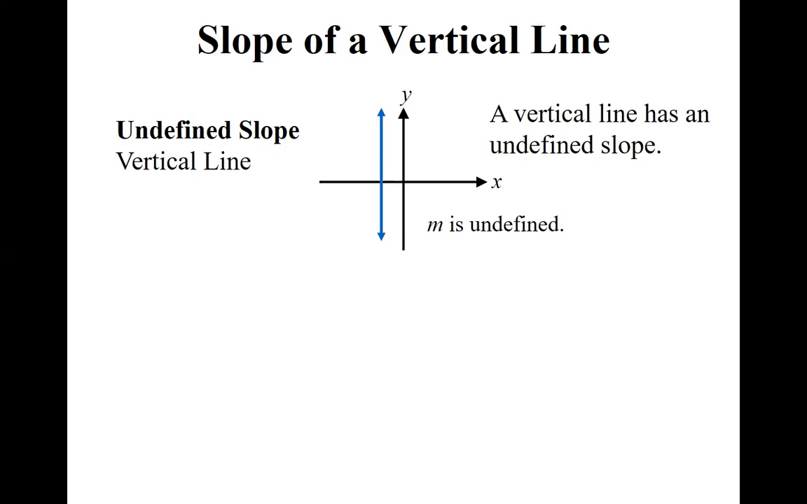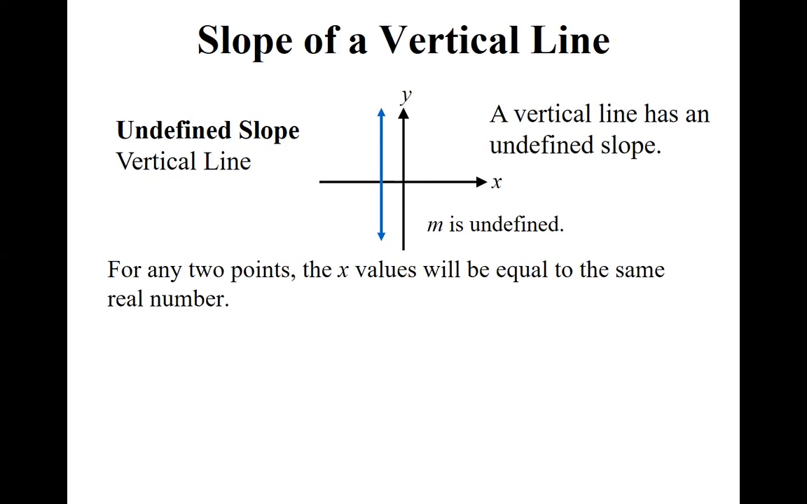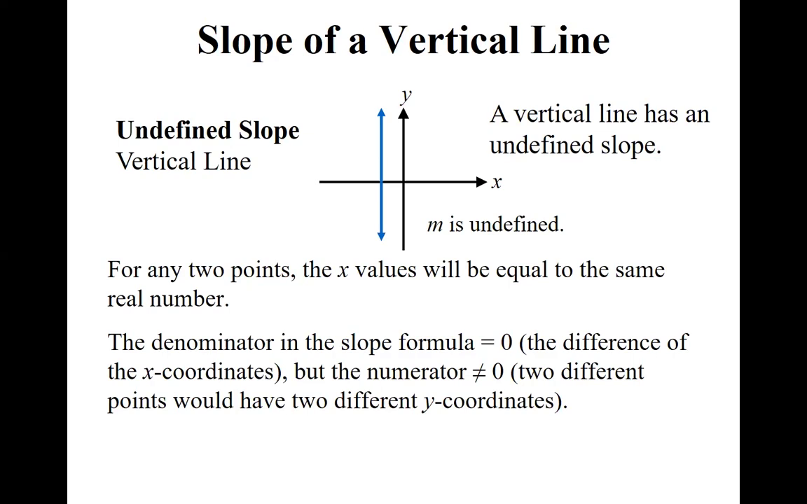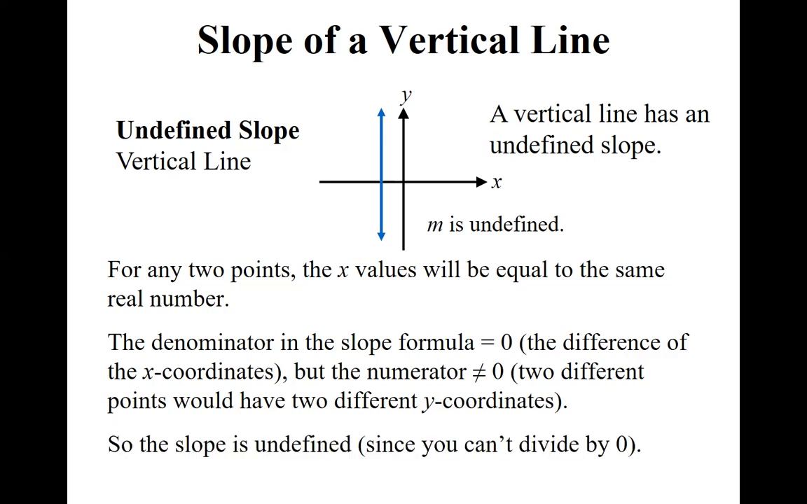And again, why? Well, it's because for any 2 points, the x values will be equal to the same number. We'll subtract, we'll get 0 on the bottom of the slope formula, which makes it undefined. So up and down is an undefined line.